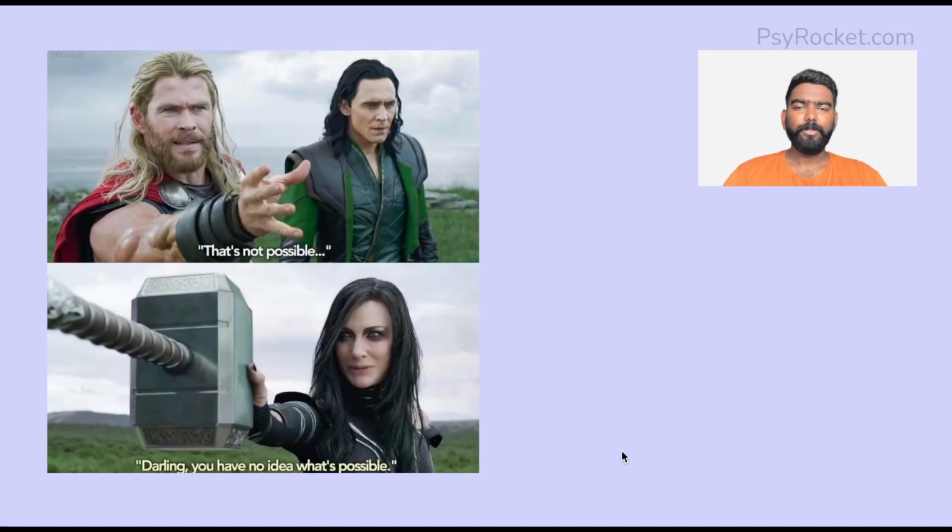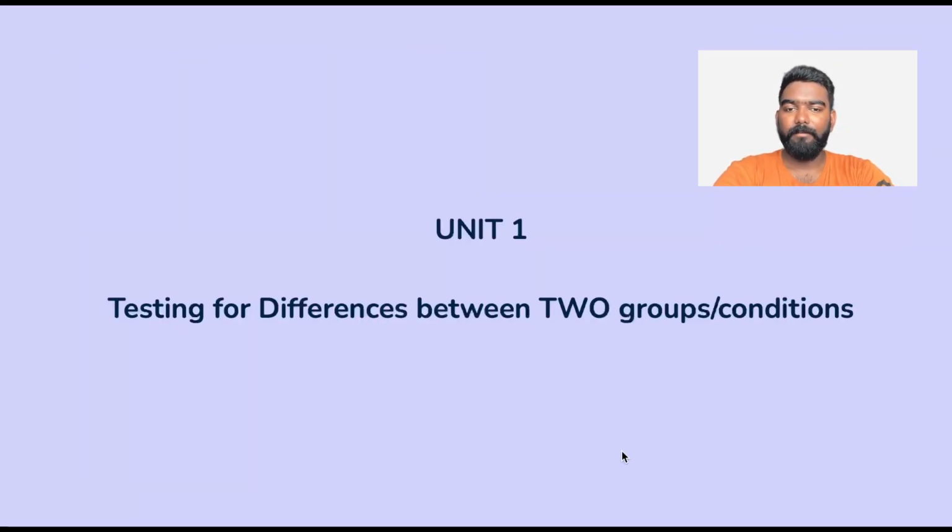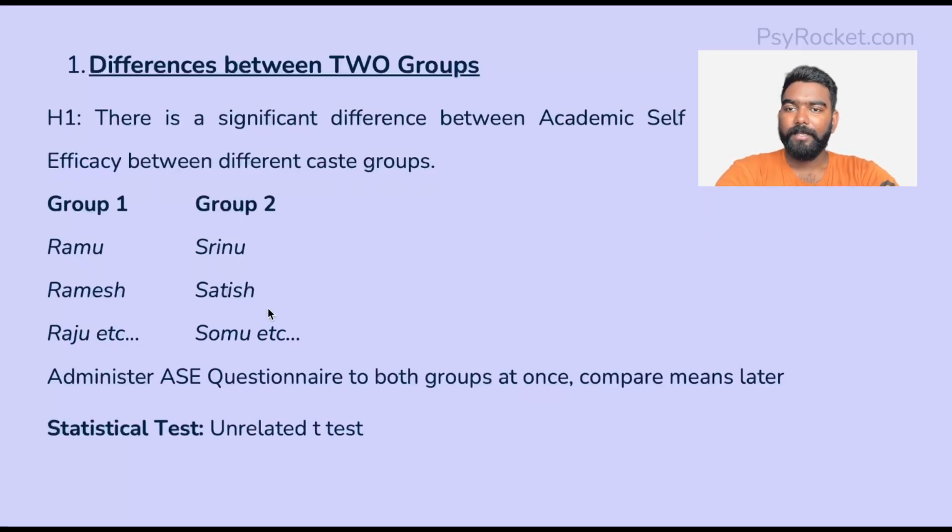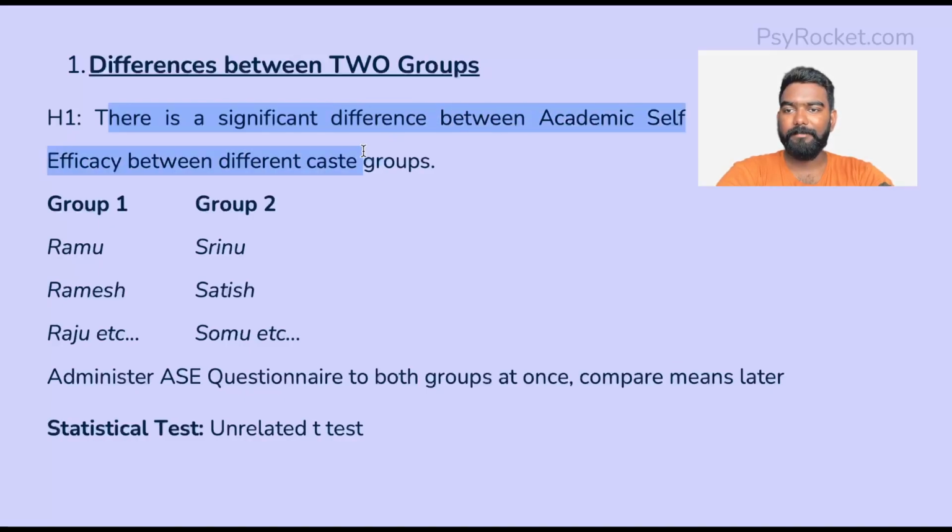Okay. So in today's video, we are going to have a very broad idea of what are all the statistical operations which are possible within psychological research. First one, if you would like to test for differences between two groups or conditions, let us learn every statistical operation with an example. See, let us say this is your hypothesis. There will be a significant difference in academic self-efficacy between different caste groups. Okay. You're looking for differences between different caste groups, and your dependent variable is academic self-efficacy, and you chose only two caste groups, or you chose gender, male or female or something.